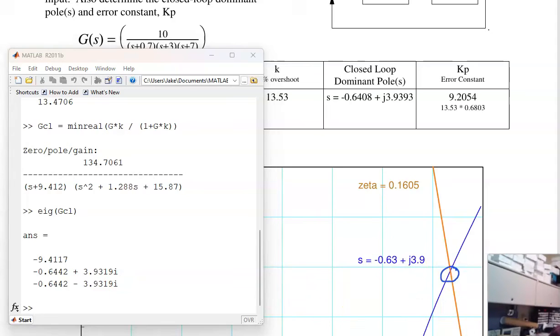Where people tend to make mistakes is they forget the minus sign. If I try to put the pole at plus 6.3 or plus 0.63, it's not even close to the root locus. That shows up with the angle being off, shows up when I close the feedback loop, the pole's off. If they're close, you did it right.